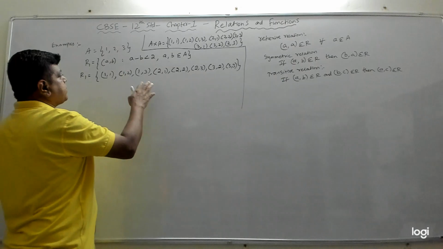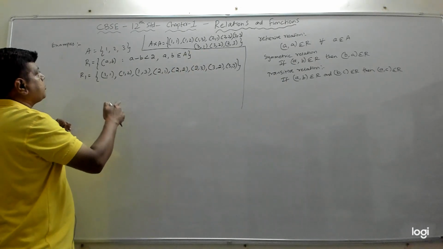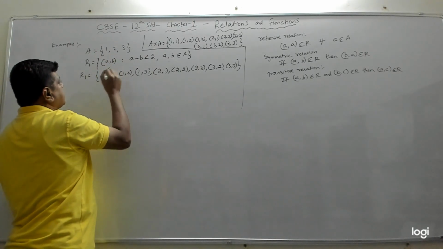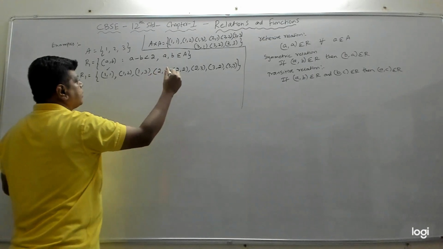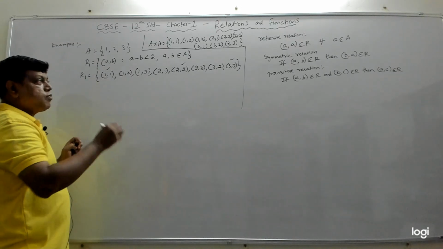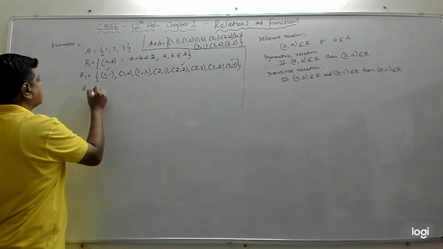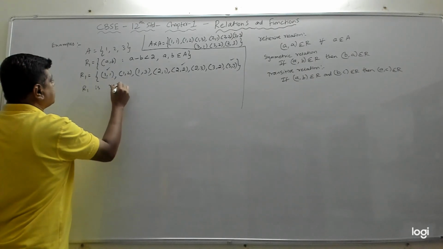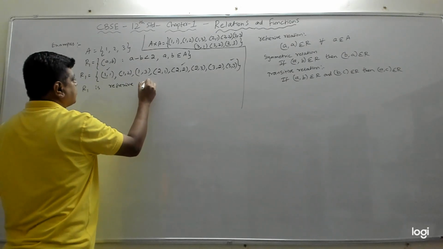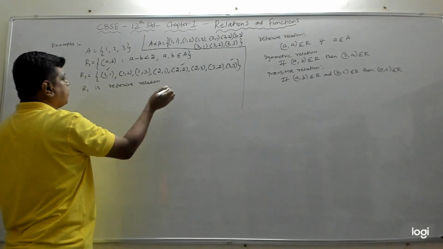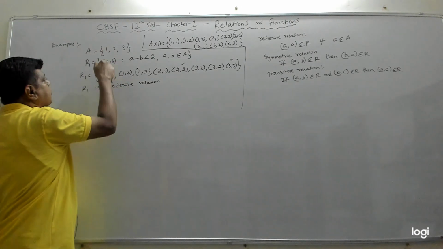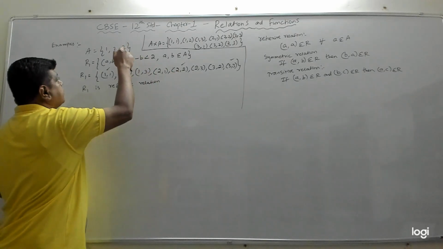Fine. Now let's check whether it is reflexive. Now for reflexive, what we should take? Every element in A. If 1 is there, then 1 comma 1 should be there. 1 comma 1 is there, yes. Then 2 means 2 comma 2 should be there. It is there, yes. Then 3 means 3 comma 3 should be there. It is there, yes. So therefore we can say R1 is a reflexive relation, because for every element in A, 1 comma 1, 2 comma 2, and 3 comma 3 are there.